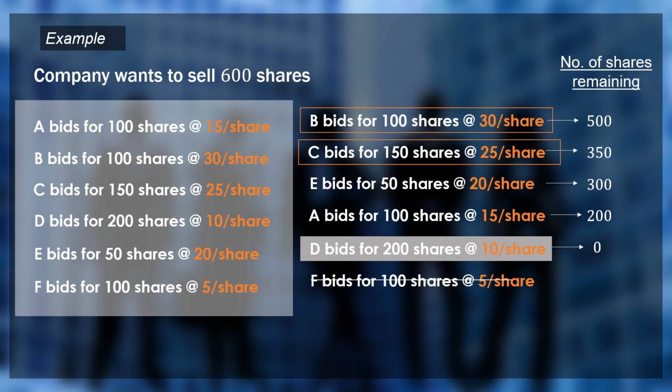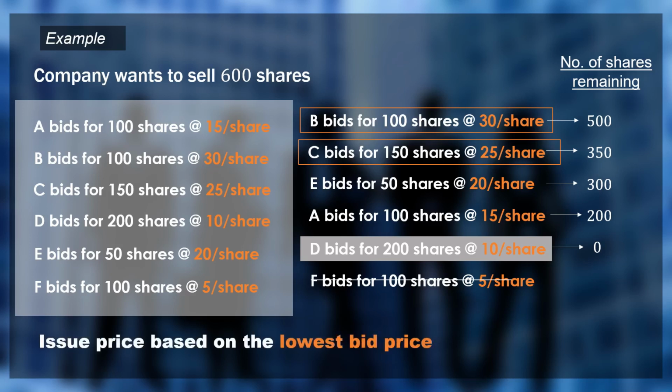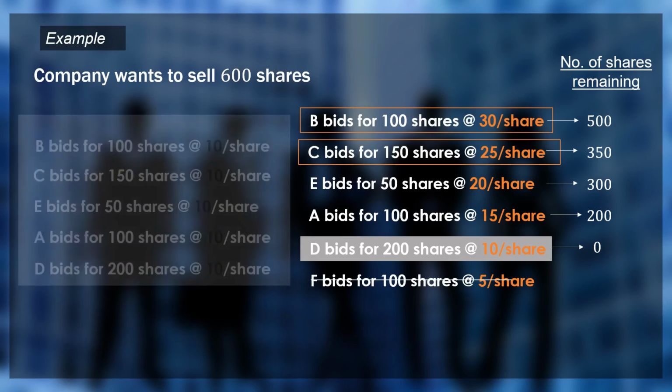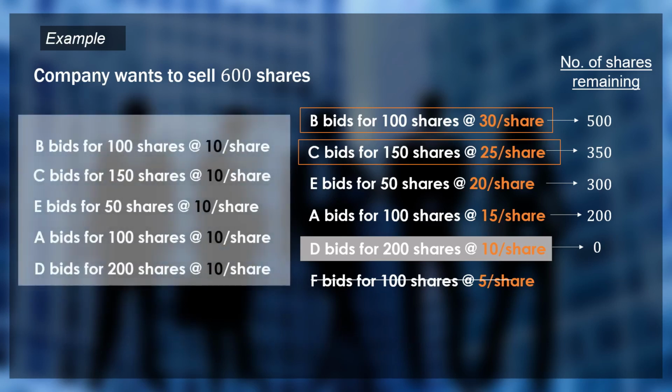Now amongst all the bids, the issue price will be decided. It is based on the lowest bid at which the company can sell all its shares. In this case, that bid is from investor D. So even though B made the highest bid at 30 per share, the investor would only have to pay 10. In fact, all the winning bidders have to pay the lowest bid price.